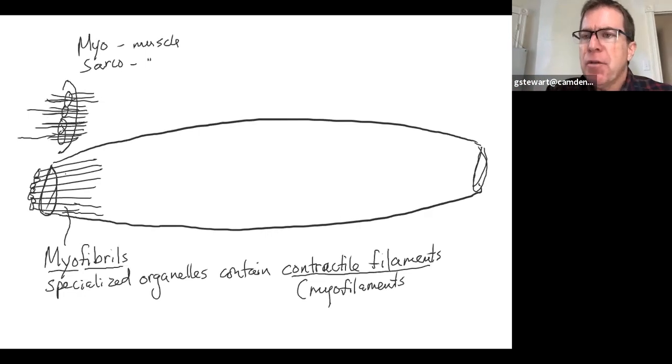A few more things about this cell. We call the plasma membrane the sarcolemma.